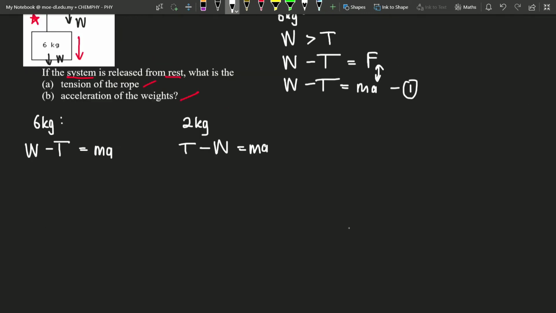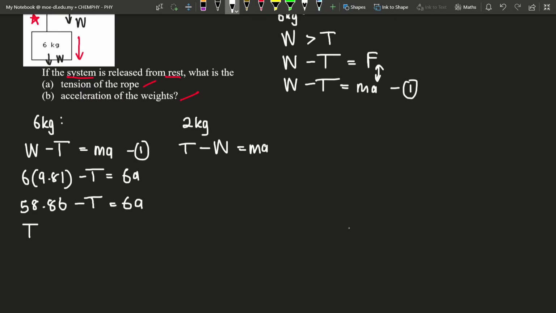So before we proceed to the second step, nak guna simultaneous equation, kita kena ganti dulu apa maklumat yang kita ada. So untuk persamaan pertama, kita ada W tolak T sama dengan MA. W kita tahu mg. M adalah 6 kg. So kita tahu 6, G adalah 9.81. Tolak T equal to MA. M adalah 6A. So kita akan dapat 58.86 tolak T equal to 6A. So let's say you guys nak express T sama dengan 58.86 tolak 6A. So that is our first equation.